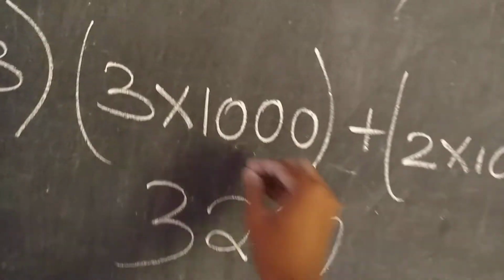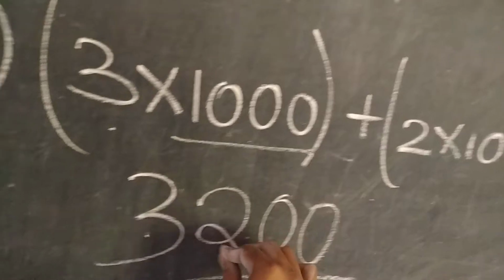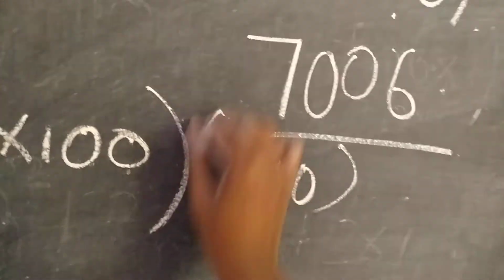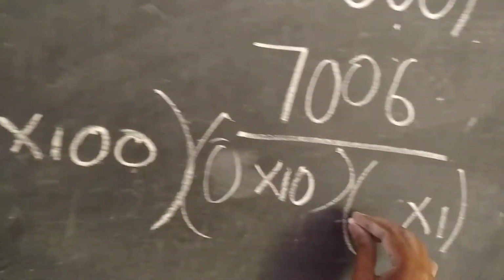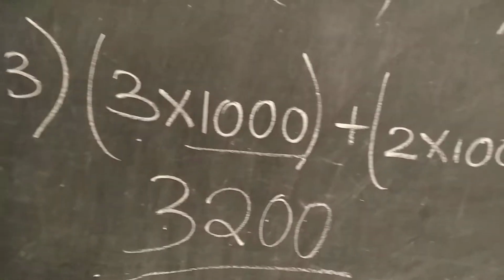Very simple, guys. Whenever we have the 1000th place with a number, write it. The 100th place with a number, write it. When you don't have any number in the 10th place as well as in the units place, then you have to write it as 0. So the answer is 3200.